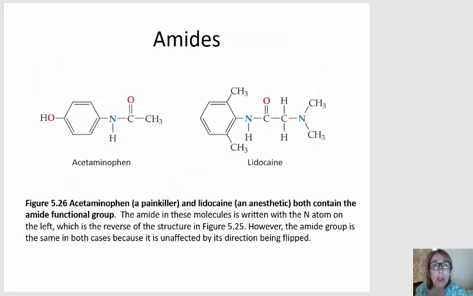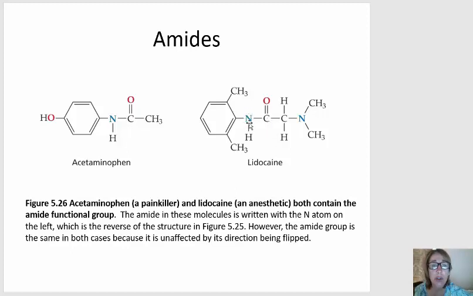Now here are two molecules that contain the amide functionality: acetaminophen, which is a painkiller and the active ingredient in Tylenol, and lidocaine, which is an anesthetic. Let's take a look at the functional groups on acetaminophen. We have this aromatic group, we have a hydroxyl, which is an alcohol, and then here we have a nitrogen. We might think that it is an amine. However, the nitrogen is directly bonded to a carbonyl carbon. So that means it is an amide. And because the nitrogen is bonded to two carbons, it is a secondary amide.